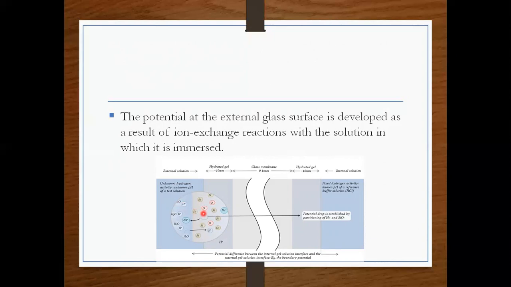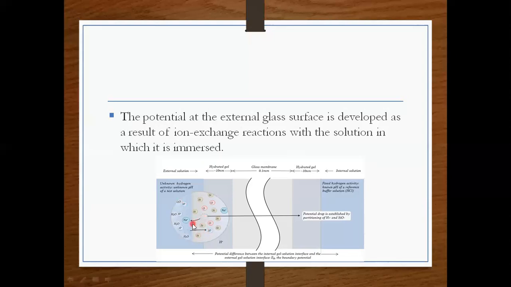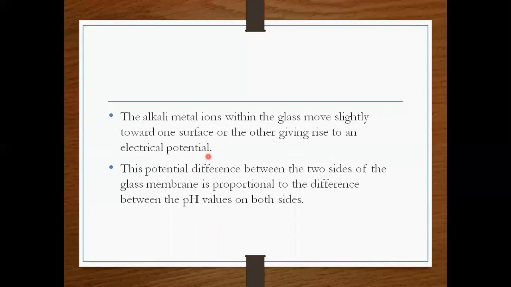So the potential of this equilibrium depends on the hydrogen ion activity. One reason the hydrogen ion has the ability to pass the phase boundary more easily than other positive ions and penetrate into the silicon oxygen network is its small size. So the glass structure must maintain anionic sites for the ion exchange. Silicon dioxide of greater than 50% by composition provides this characteristic. So the alkali metal ions within the glass move slightly towards one surface or the other, giving rise to an electric potential. As I stated in this diagram, the sodium ions move towards the solution and the hydrogen ions move towards the hydrated gel layer. So the movement of the alkali ions gives rise to the electric potential.